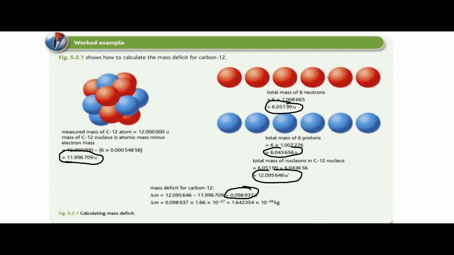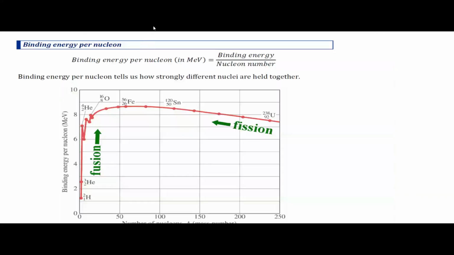And how do we know how much energy will be released? After getting the mass defect in u, the atomic mass unit, we convert it into kilograms by multiplying by 1.66 times 10 to the power minus 27. So this is in kilograms. Using this mass defect, we can also find the energy and the binding energy per nucleon. So E equals mc squared will give us the energy.